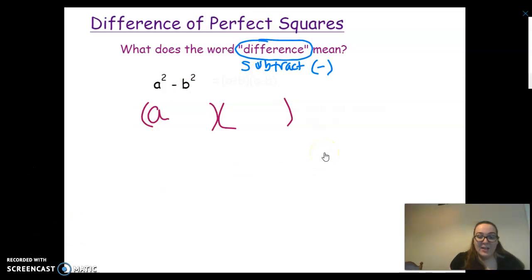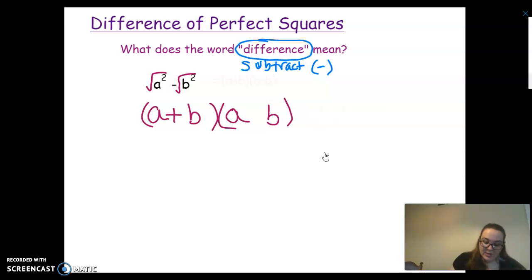Okay, so I'm making two factors. The square root of a squared is a. I'm going to put that at the beginning of both. The square root of b squared is b.